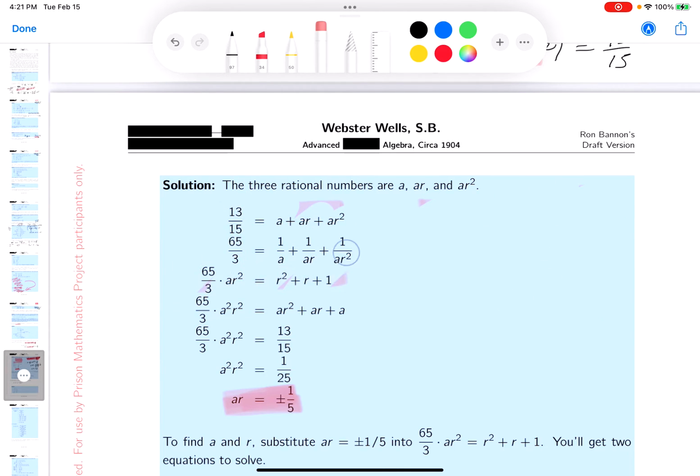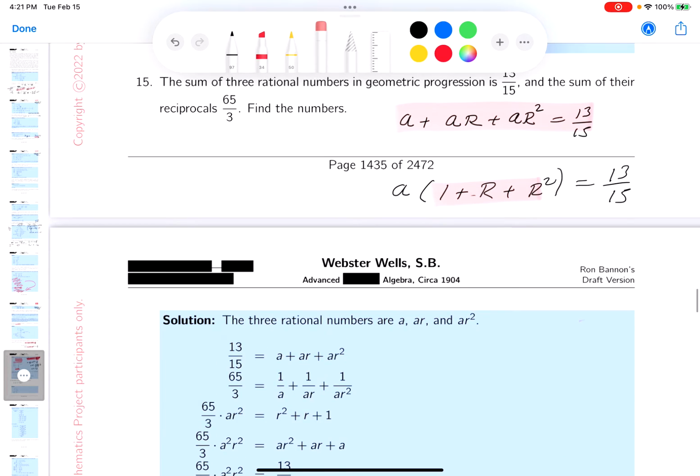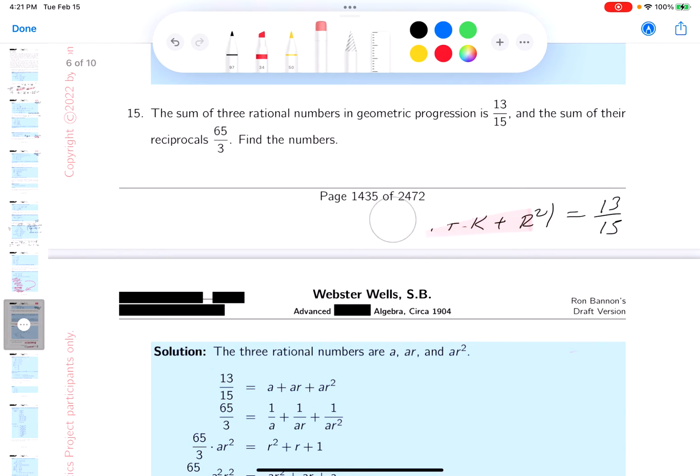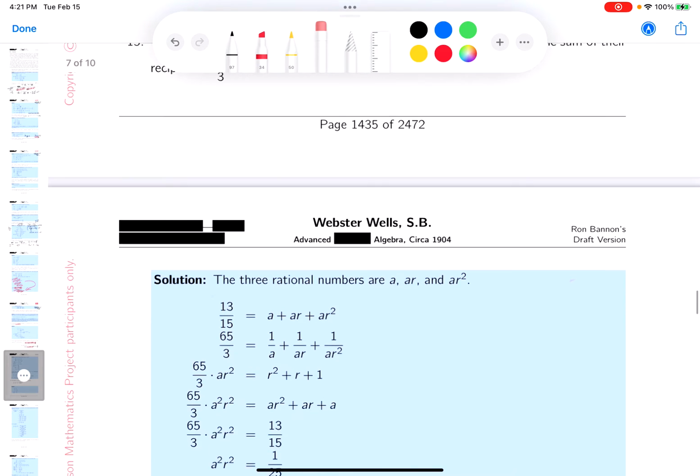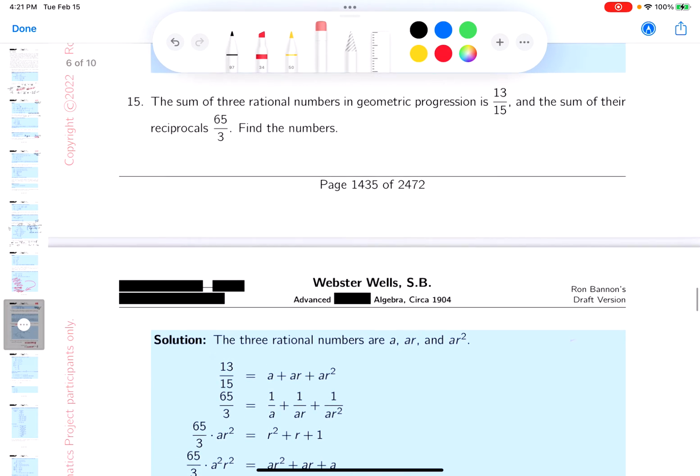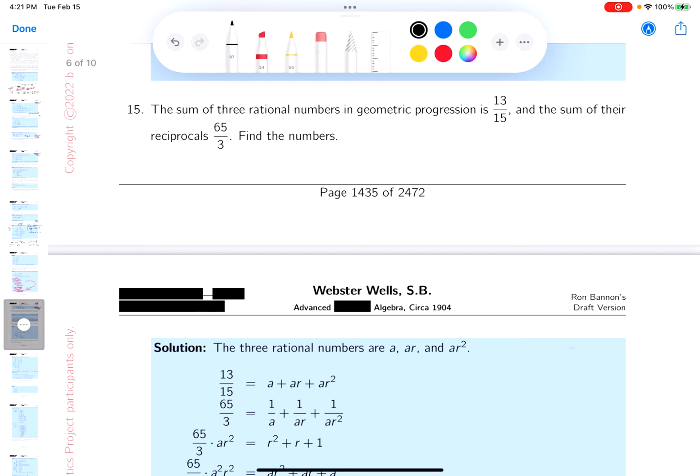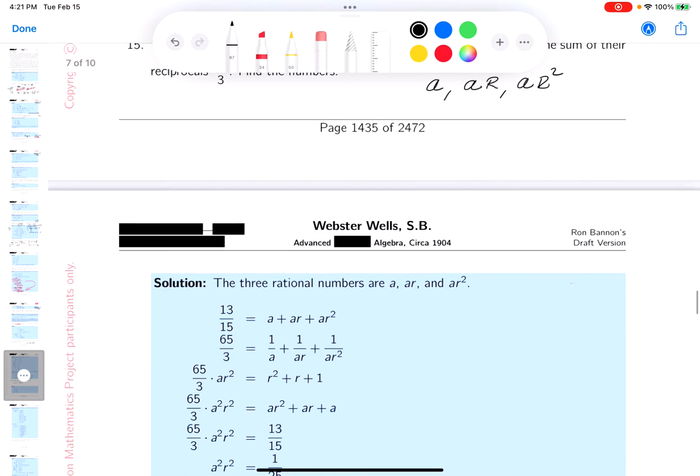I'm going to erase all my highlighting. I'm pretty comfortable that we've got this section done. Let me erase this over here. And now it's time to start. Again, I wanted 3 numbers. And let me just remind you of the 3 numbers. The 3 numbers are going to be A, AR, and AR squared. Those are the 3 numbers, all right?